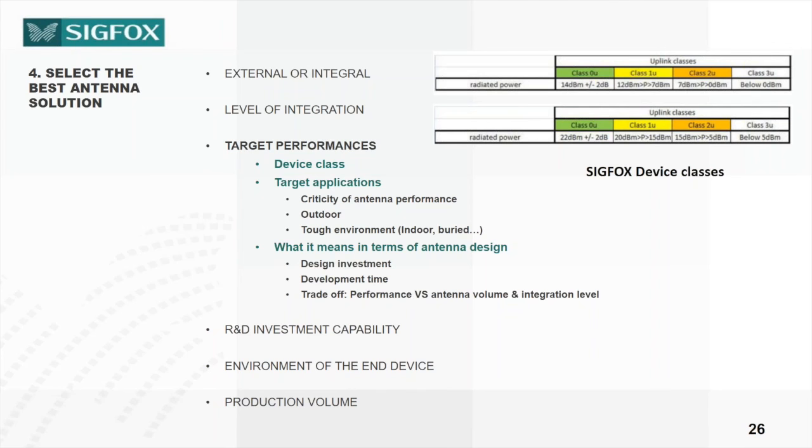On the other hand, if you have only an outdoor situation, and you really want to have an integrated device, a very small device, it might be interesting to relax a little bit the target performance and still enjoy the SIGFOX network. Of course, you don't want to go too low in terms of performance, but you need to find the right trade-off between performance, antenna volume, and integration level.